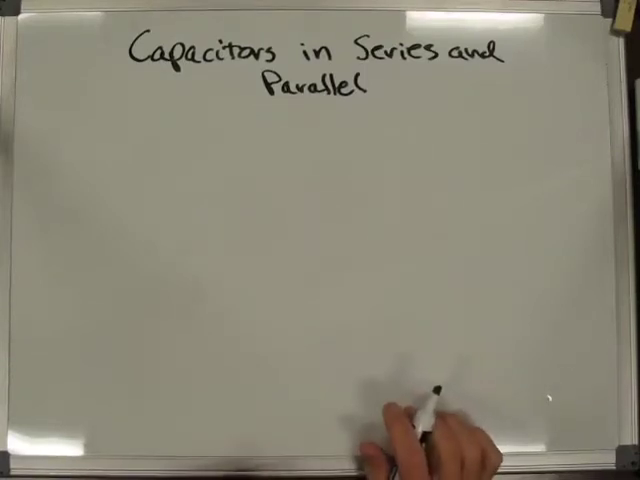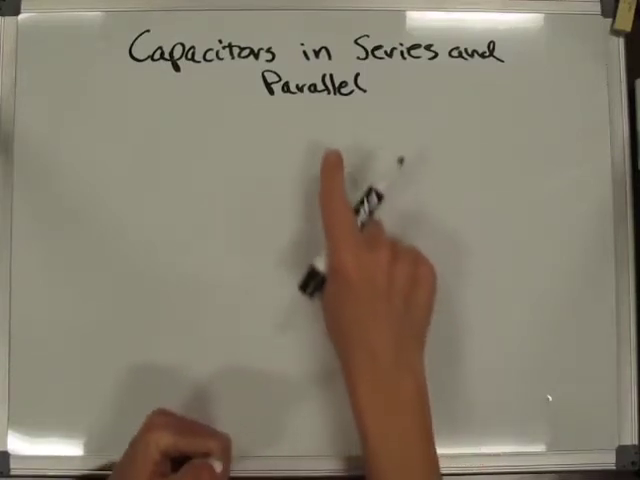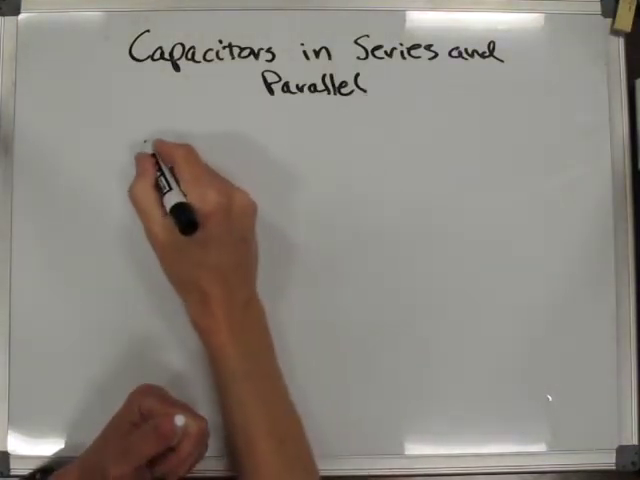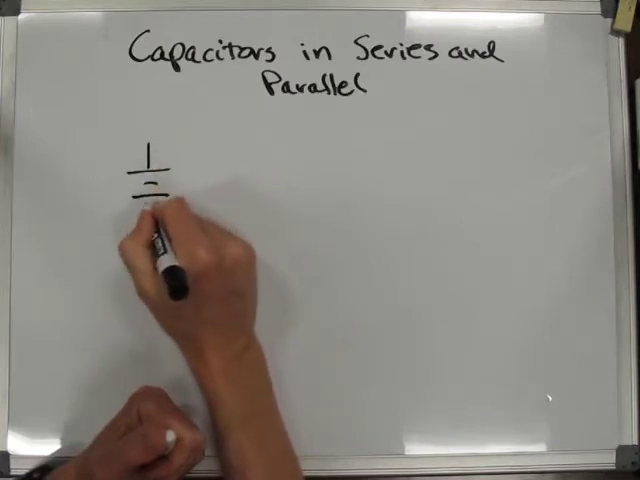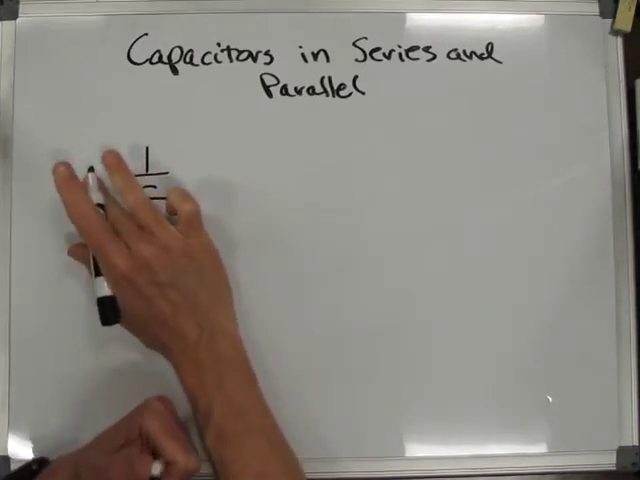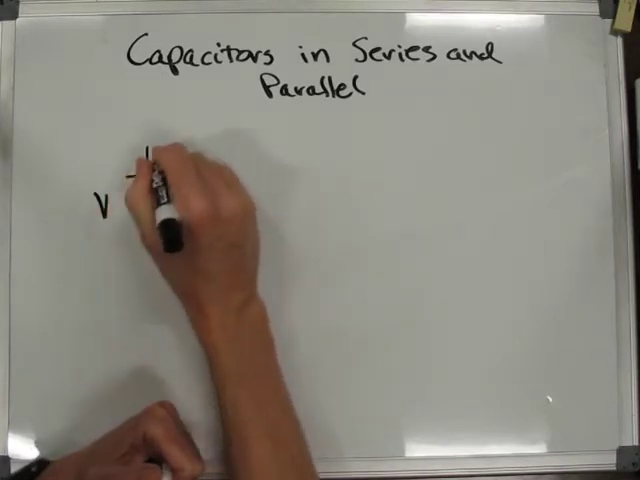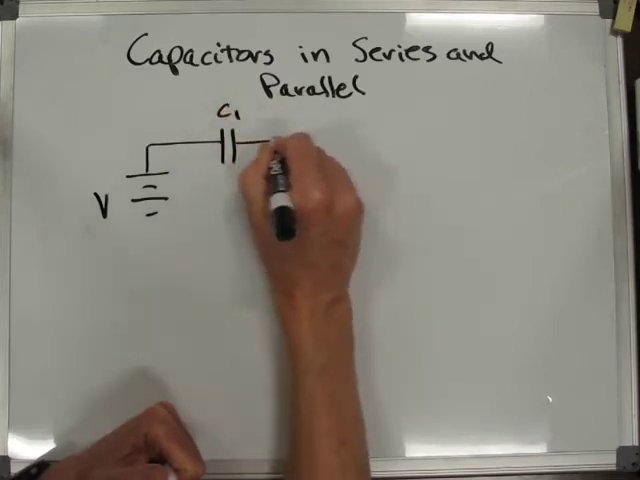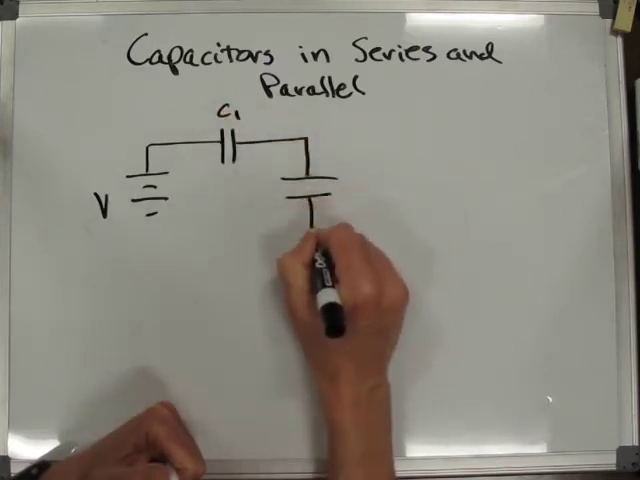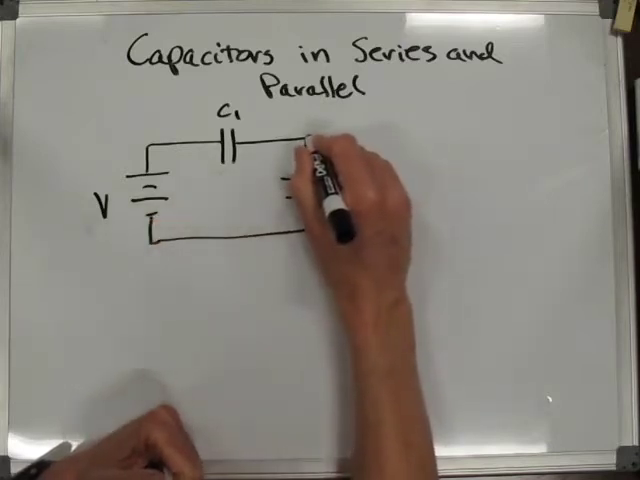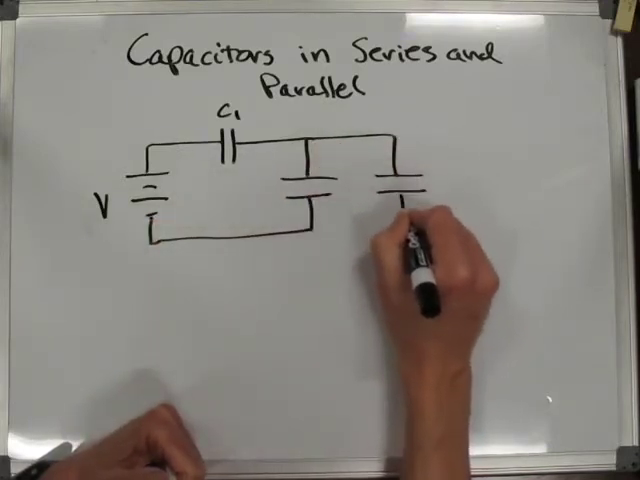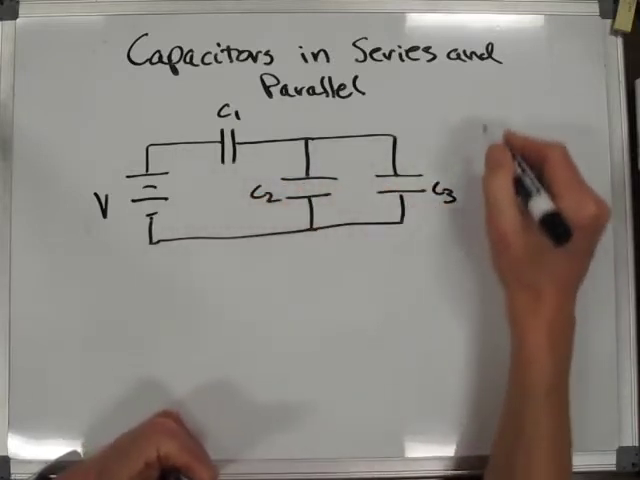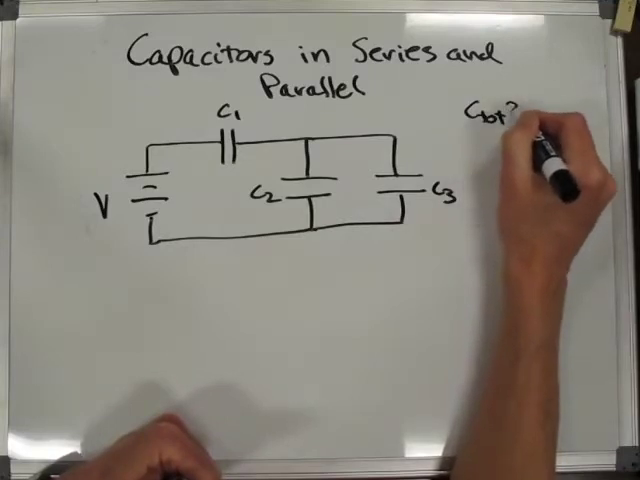So we've looked at capacitors in series and capacitors in parallel, and now we can combine the two and look at circuits that have combinations of those. One of the simplest versions I can give you is a battery connected to three capacitors, and I ask you what is the total capacitance of this circuit.